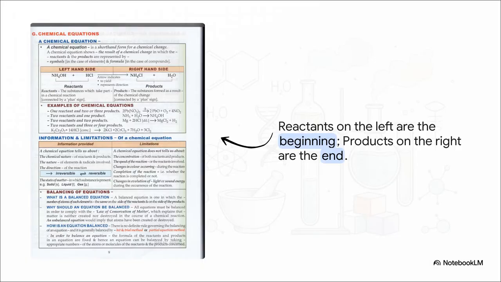And just like a sentence, it has parts you can recognize. Over on the left, you've got your reactants. That's your starting point. On the right, your products. That's what you end up with. And that arrow in the middle, that's the action. It's the becomes or yields part of the story. It shows the change happening.